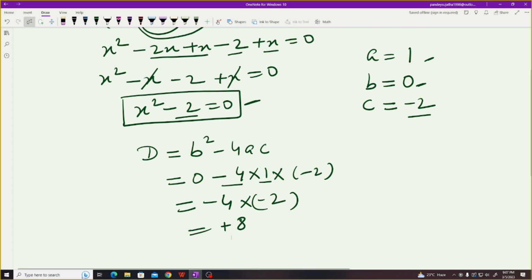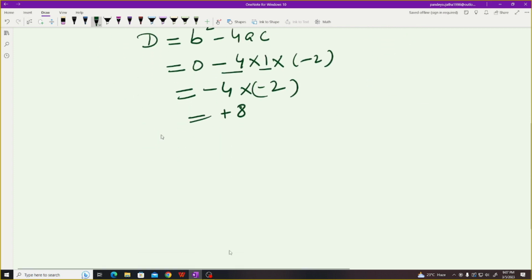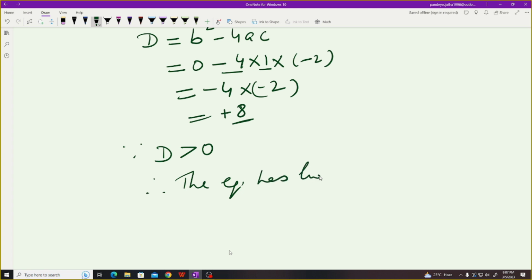So if you observe, here D is greater than 0. D is 8, so it is greater than 0. Since D is greater than 0, therefore the equation has two distinct real roots.